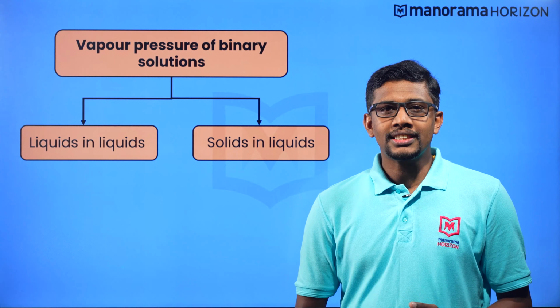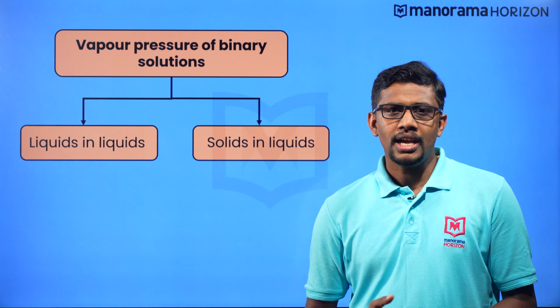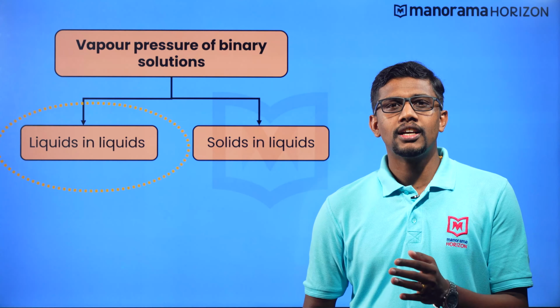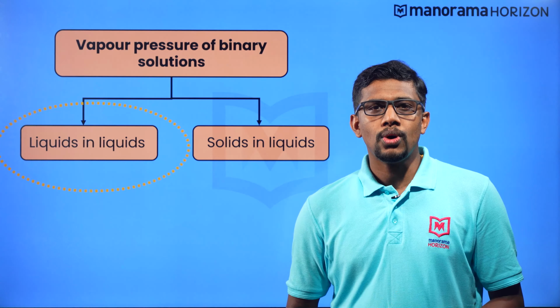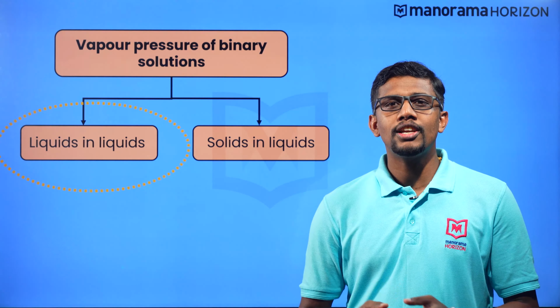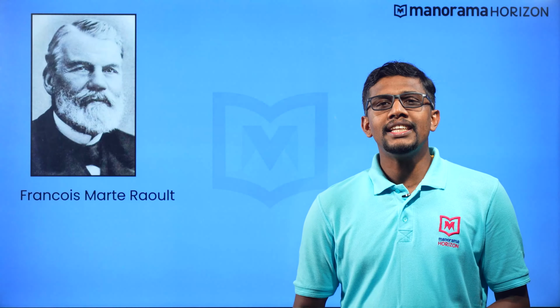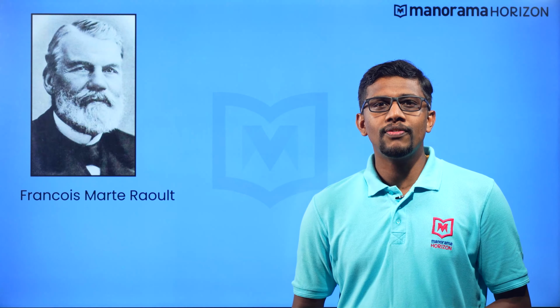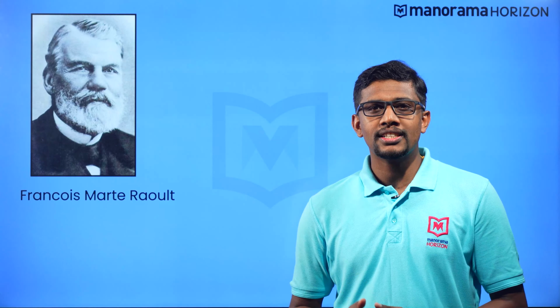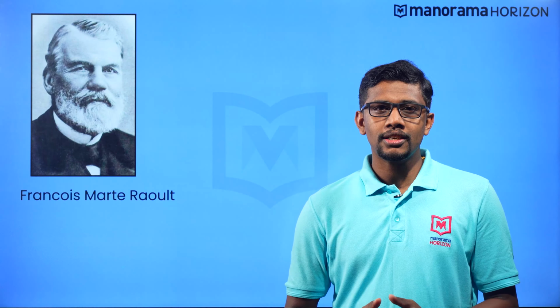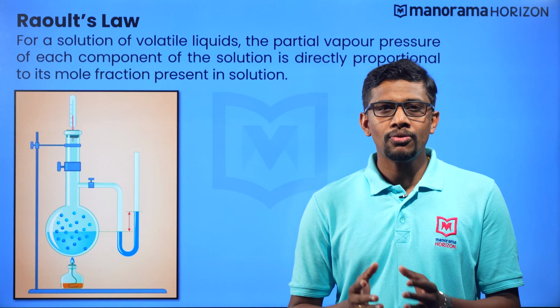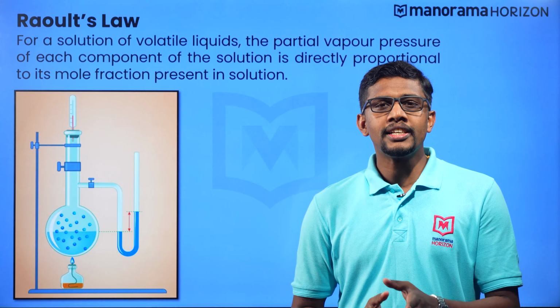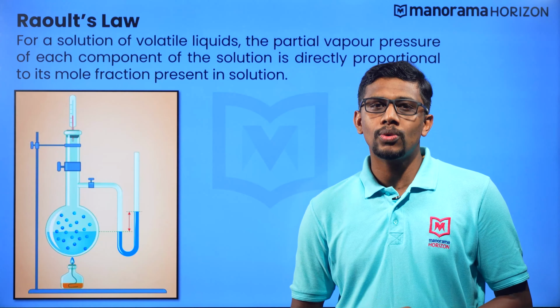First of all, we will discuss the vapor pressure of binary solutions of liquids in liquid with component 1 and component 2. The components 1 and 2 are volatile and completely miscible in all proportions. It was in 1886 that a French chemist, Raoult, gave a quantitative relationship between the mole fraction of a given component and the pressure exerted by it in a binary solution. This relationship was known as Raoult's law, which states that for a solution of volatile liquids, the partial vapor pressure of each component of the solution is directly proportional to its mole fraction present in the solution.